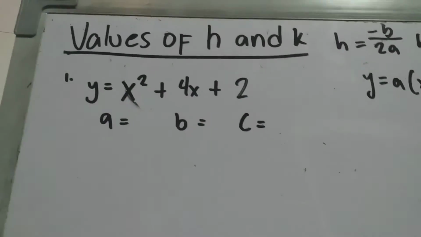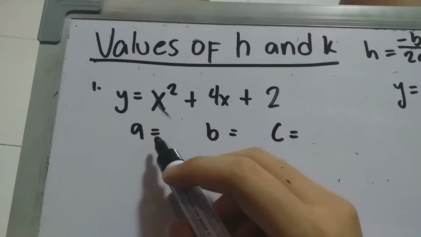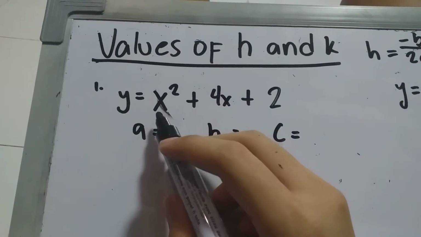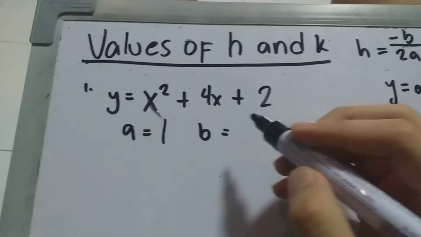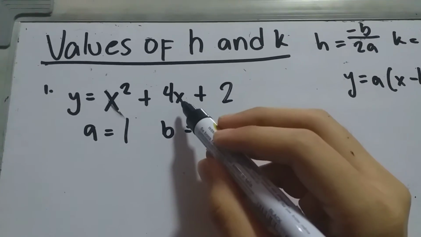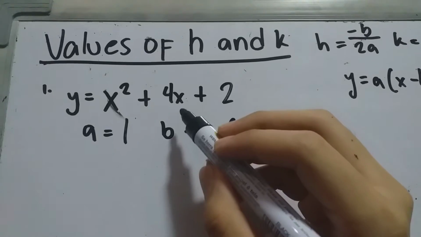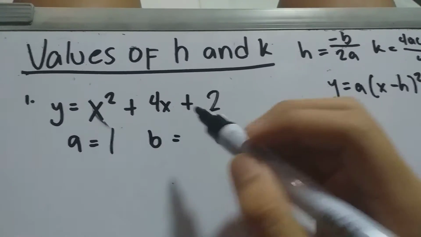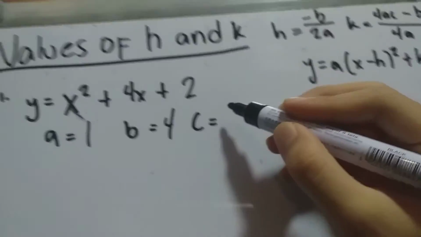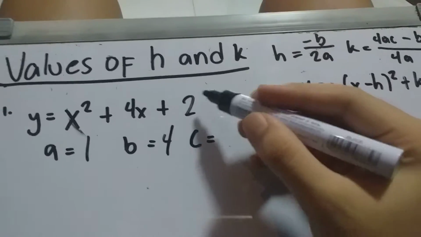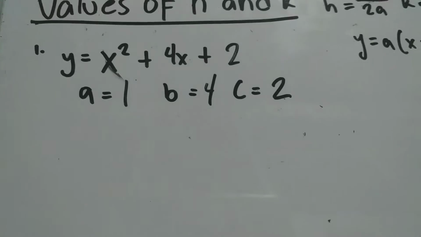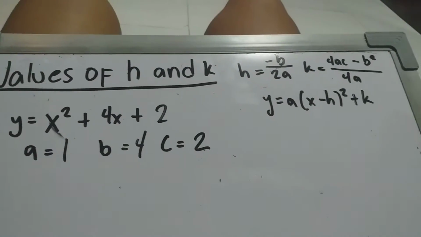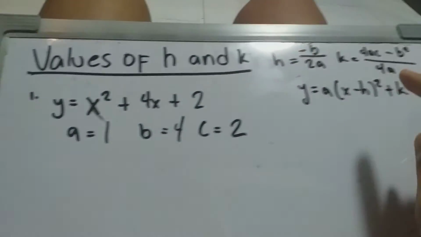The value of a is the coefficient of x squared, which is nothing, so it means it's 1. b is the coefficient of x, which is 4. And c is our number without a coefficient, and it's 2. So we already have the values of a, b, and c. Now we substitute them into the formulas.